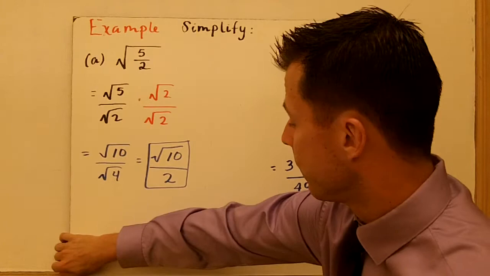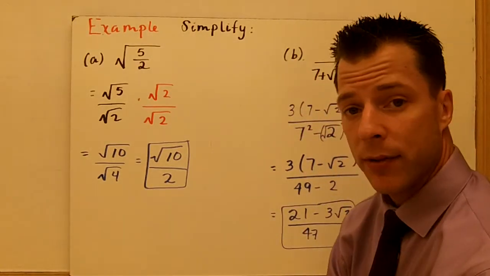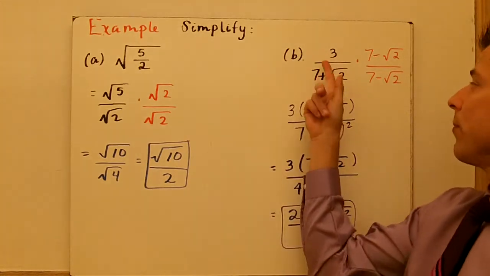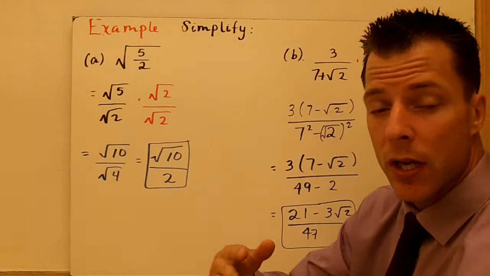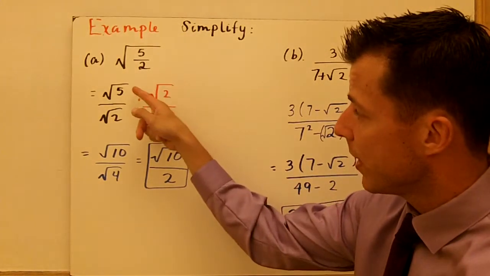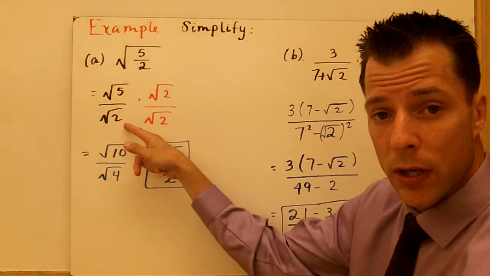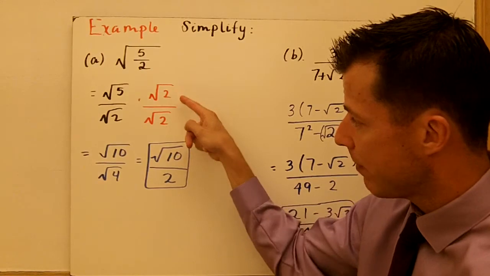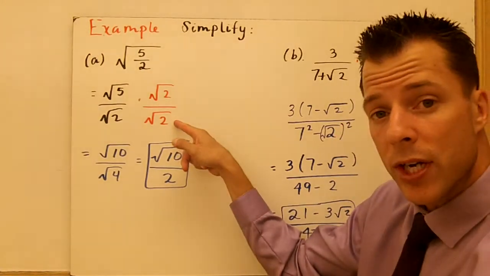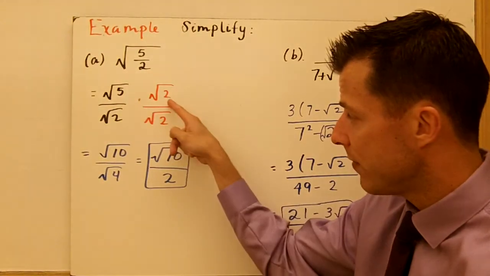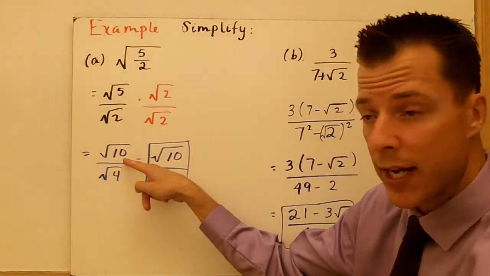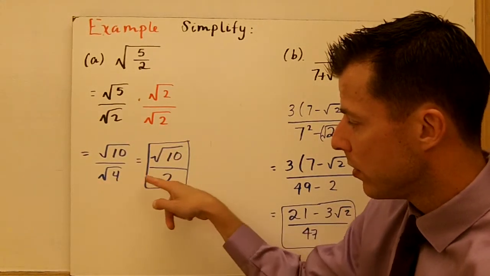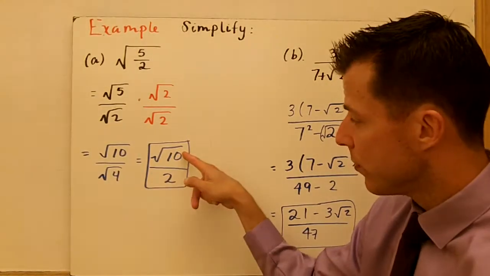All right, so in this example, let's simplify root 5 over root 2 and 3 over 7 plus root 2. Simplifying the first problem, I get root 5 over root 2. I look in my denominator, I see a root 2, so I multiply the top and bottom by root 2. Using our product property, I can multiply 5 times 2, and I get root 10. And root 2 times root 2 is root 4, which is just 2. So you have root 10 over 2.